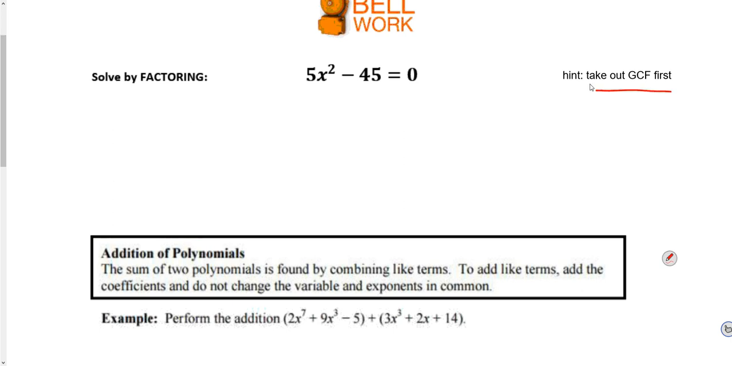So in this problem, we can divide both of them by 5. So if we take the 5 out and we put it in front, the real problem is this: x squared minus 9 equals 0. So now that it has been simplified, now we can decide what method we're going to use.